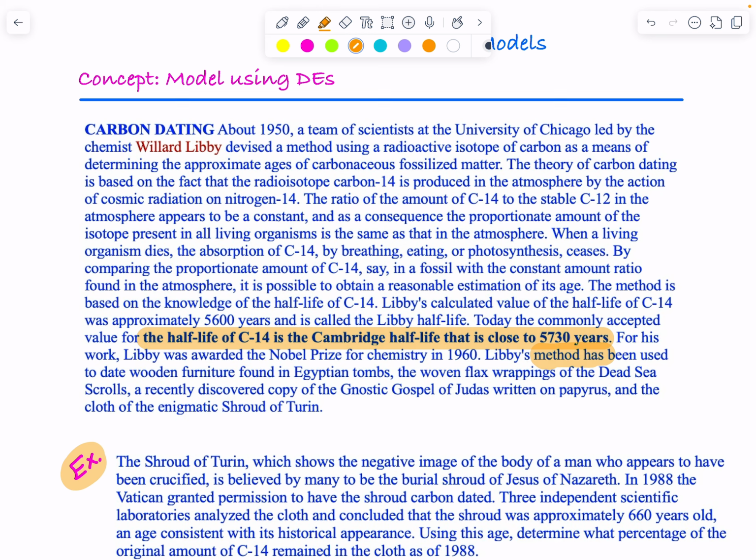So what this does is the ratio of C14 to the stable C12 in the atmosphere appears to be constant, and as a consequence, the proportional amount of the isotope present in all living organisms is the same as in the atmosphere. This is the big deal here. This is why we can tell this amount. Okay, so we're going to look at an application. This is done exactly with the same formula. I'll show you. We're going to set it up.